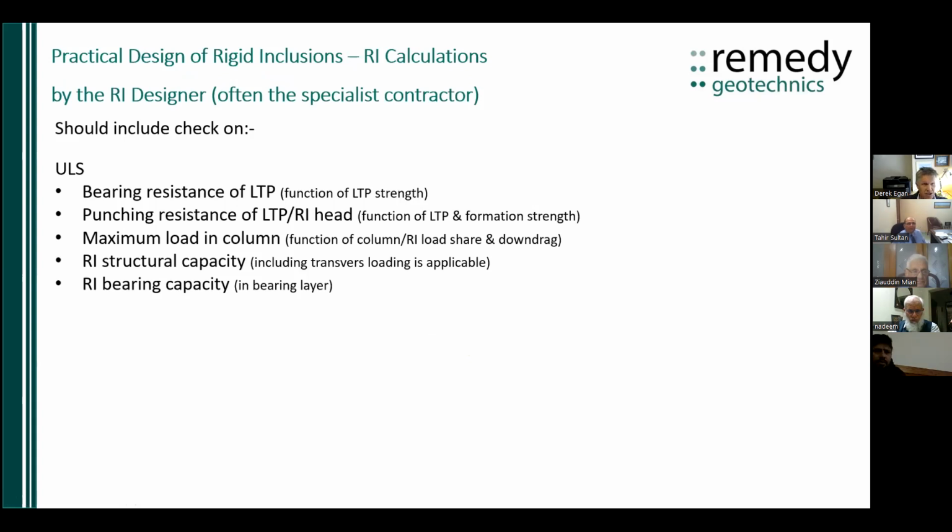The ultimate limit state check should also be run, which is the bearing resistance of the load transfer platform, the punching resistance of the head into that, which is kind of linked to that, the maximum load in the column, the structural capacity and the bearing capacity. All of those obviously have to be checked.